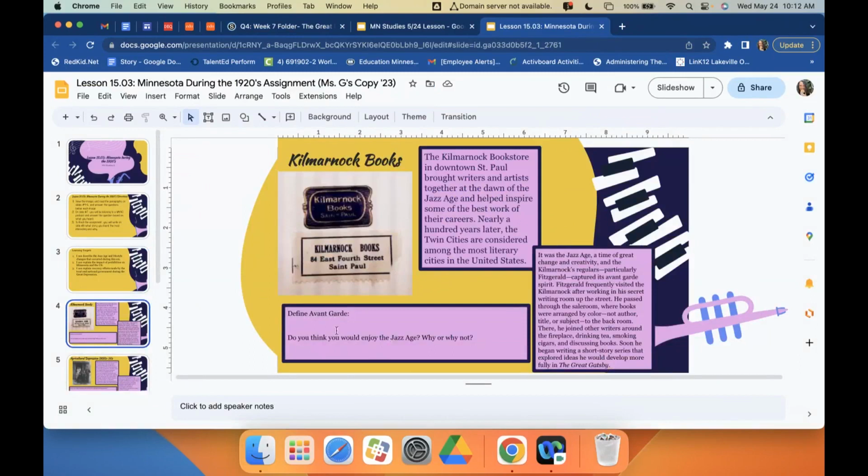So we're going to move on to slide number 4 here, and we're going to answer these 2 questions. Define avant-garde, and then do you think you would enjoy the Jazz Age? Why or why not? So I'll read this slide.